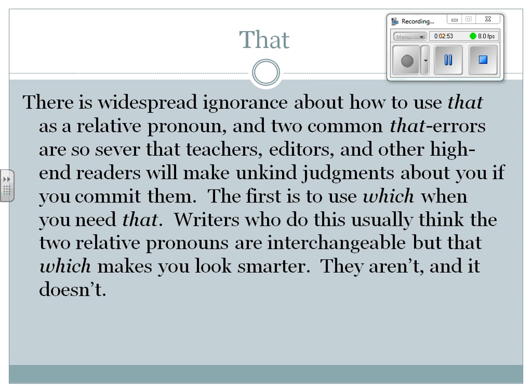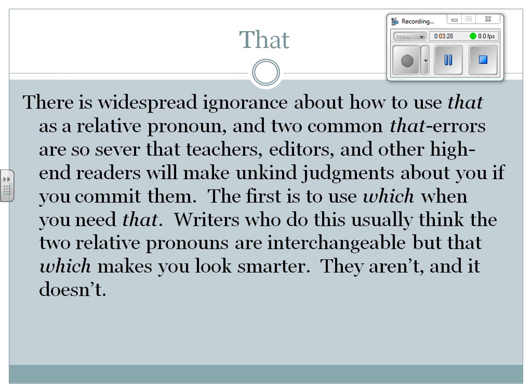So he's talking about that, who, and whom, and we'll get to that vaguely, don't worry. But for today, it's just that which. The first is to use which when you need that. To use which instead of that. Writers who do this usually think that 2 relative pronouns are interchangeable, but that which makes you look smarter. The next sentence is the killer. They aren't, and it doesn't. They aren't interchangeable, and using which when you need that does not make you look smarter. It makes you look dumb.